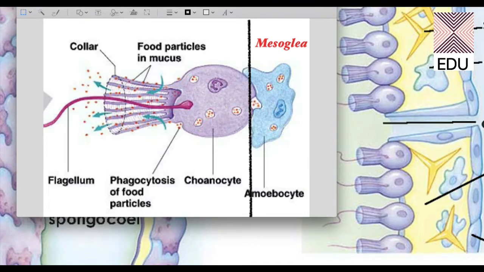Now there is a question of how the food particles reach the choanocytes. This is a very important question, how food reaches the choanocytes. Now I am answering this particular question.